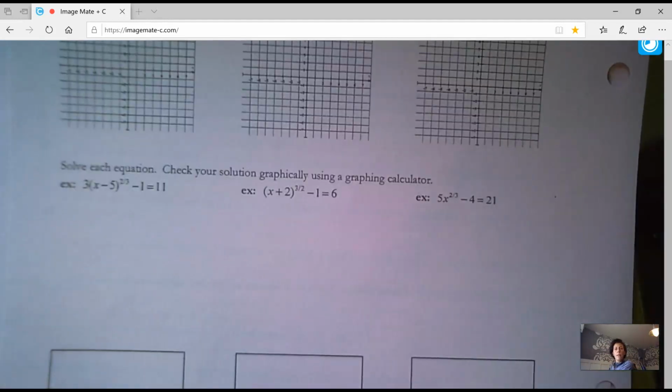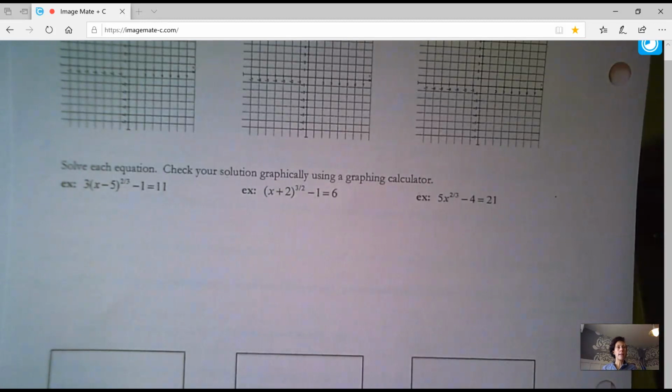So let's jump down to this one. So here we have exponents that we need to get rid of.